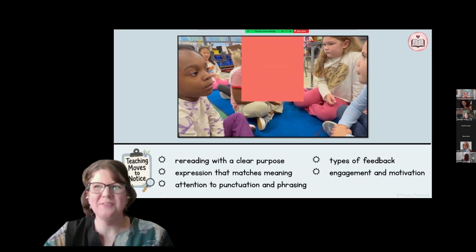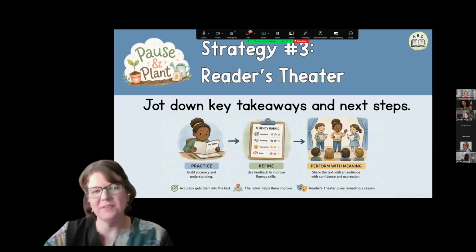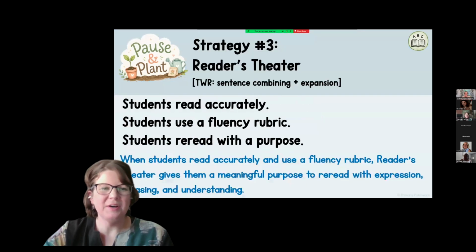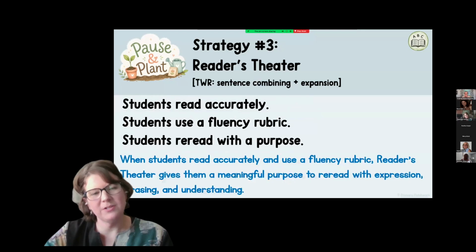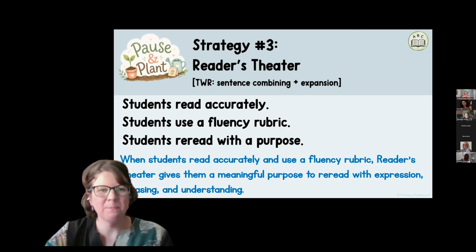So you can see the variety of the different types of rehearsals and how the accuracy and the feedback were all tied together in that. So basically, when students read accurately and they use a fluency rubric, Reader's Theater gives them a meaningful purpose to reread with expression, phrasing, and understanding.